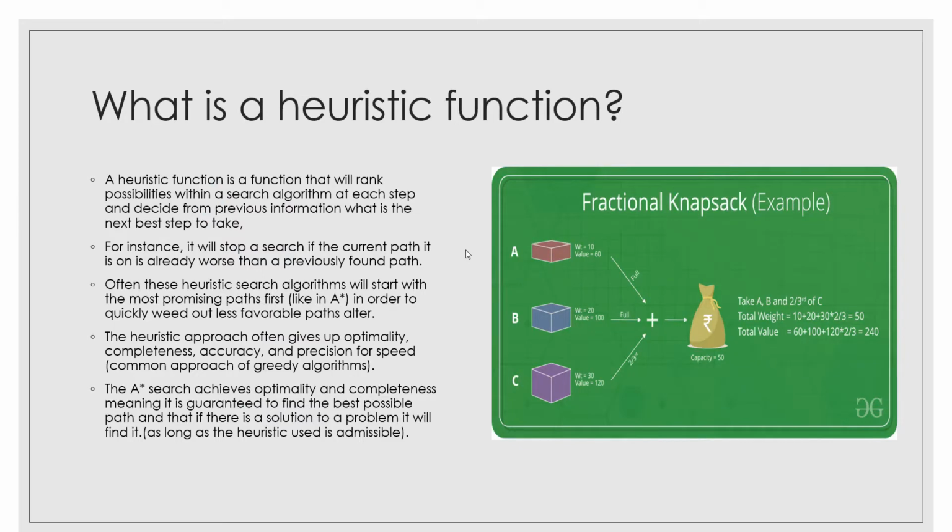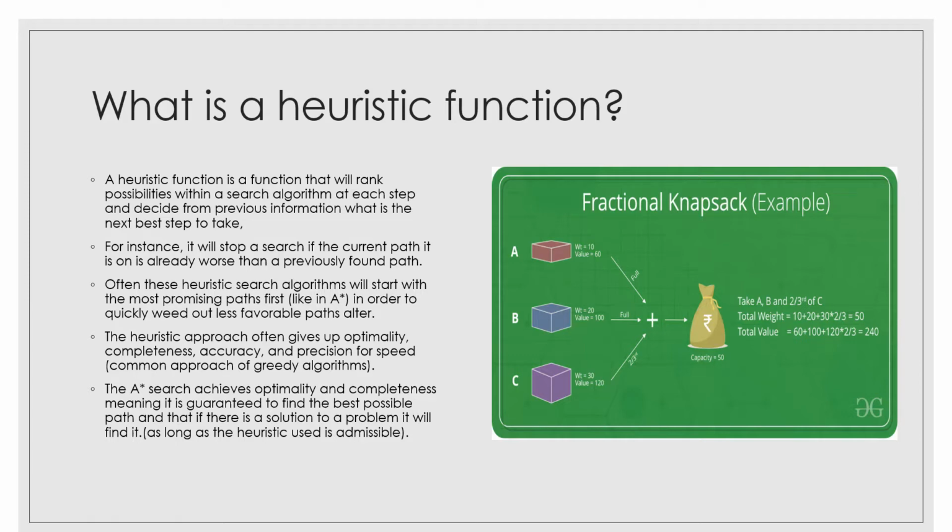Alright, what is a heuristic function? A heuristic function is one that ranks possibilities within a search algorithm at each step and decides, based on the information that it has, where to go next. It'll stop a search if the current path it's on is already worse than one that it's found previously. And often these heuristic search algorithms will start with the most promising paths first in order to quickly weed out ones that are less favorable.